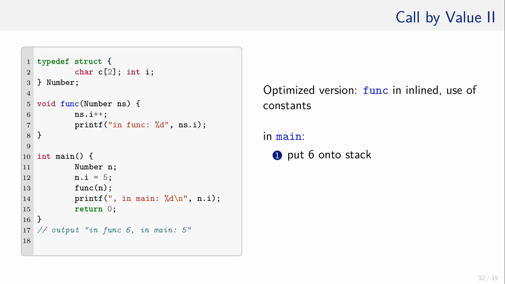Okay, a constant of 5 is assigned to the integer in the struct. What else do we do with that integer? Well, it is copied to the stack and the function is called. In this function, a 1 is added, it is printed and then discarded. So why do we even call the function?